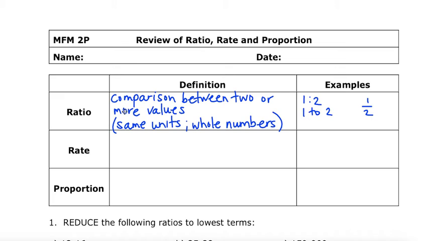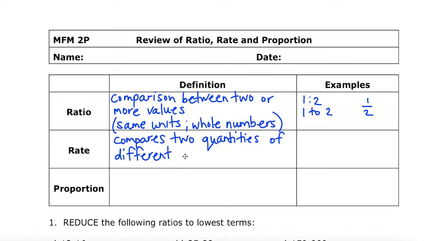A rate is still a comparison, but this time the two quantities that it compares can be different units. Some examples of rates could be kilometers per hour, maybe the amount of money you make per hour. It could even be how much it costs per liter of gas.